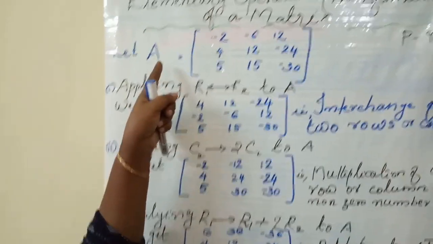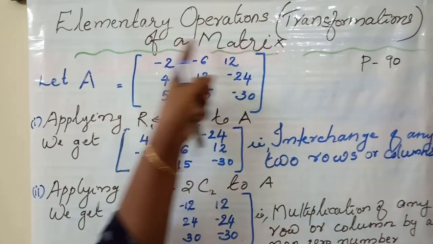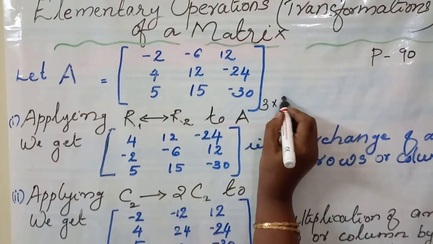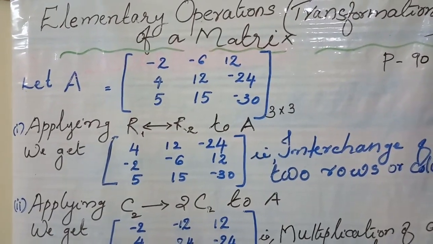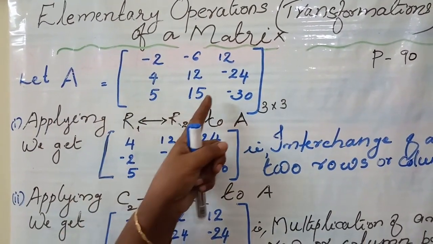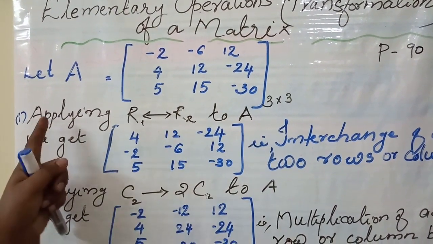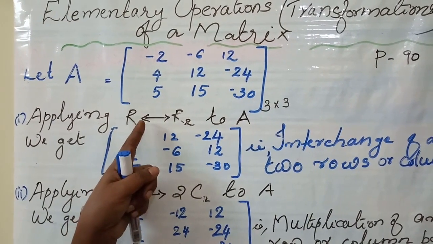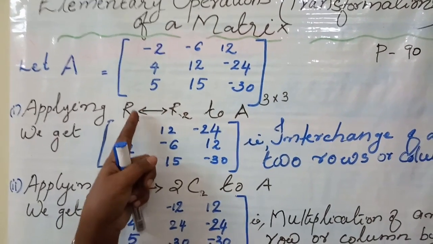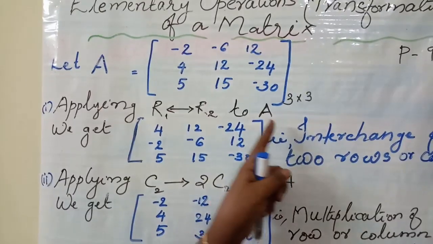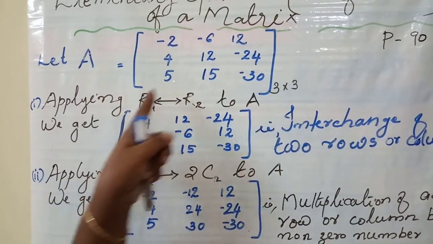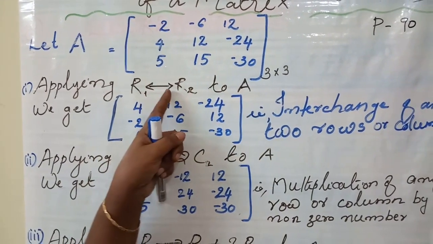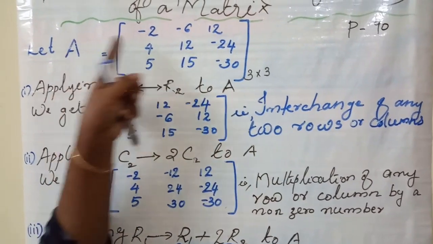Let's consider a matrix. You know what is the order of this matrix? 3 by 3. We consider a 3 by 3 matrix. So we apply some operations. The first operation I noted here is applying R1 to R2. You can see both arrows. The meaning is that R1 goes to R2 and R2 goes to R1. That means interchange in the matrix A.